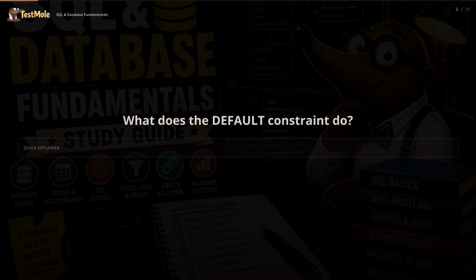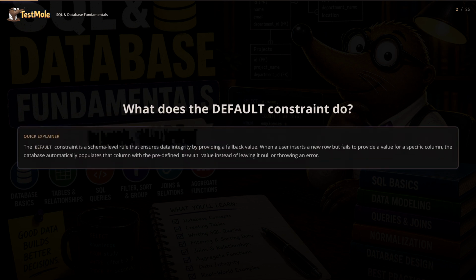What does the default constraint do? The default constraint is a schema-level rule that ensures data integrity by providing a fallback value. When a user inserts a new row but fails to provide a value for a specific column, the database automatically populates that column with the predefined default value instead of leaving it null or throwing an error.